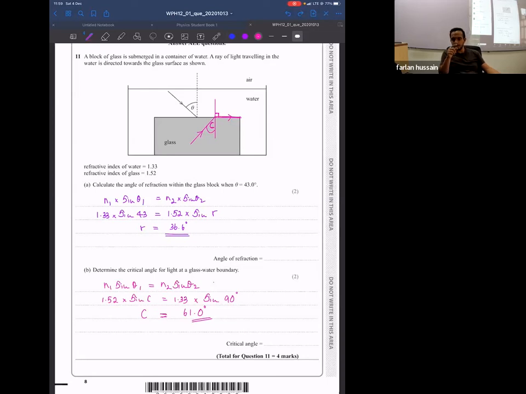Yes. So sine C equals 1 over n you can use if it is glass air or water air. If air is the less dense medium, then you can use sine C equals 1 over n. But in these cases, you can't use it. Right? So that was question 11.